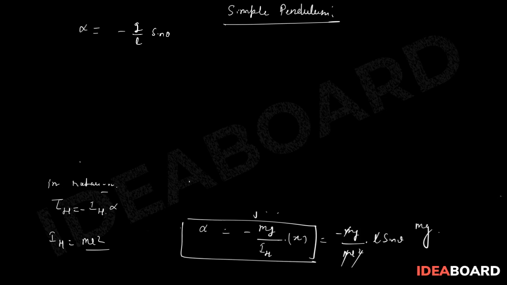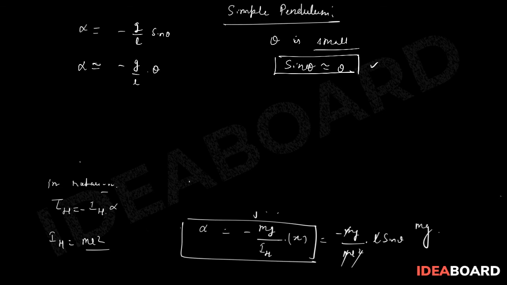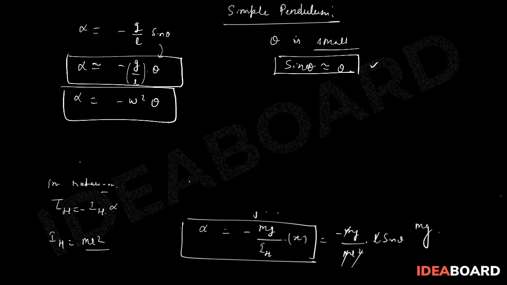Now initially I assumed that theta is small. If that is true, then sine theta is approximately equal to theta. We know this is for small angles, and it is true in maths. So I can replace sine theta by theta and say alpha is equal to minus g by L into theta. Recently I have seen that in angular SHM the equation is minus omega squared into theta. So we can compare those two equations.